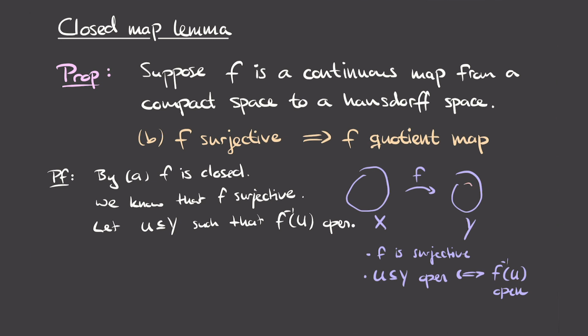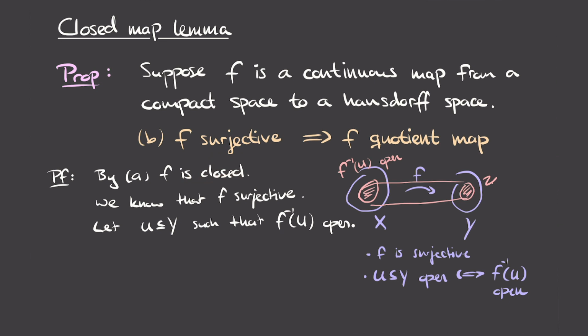Perhaps I can draw this in the picture, so this would be some subset U here. And now we look at its preimage under f, and our hypothesis is that this preimage, f inverse of U, is open. Now our goal will be to show that the original set U was actually open to begin with. Okay, what do we know about f? Well, aside from it being surjective, we also know that f is closed.